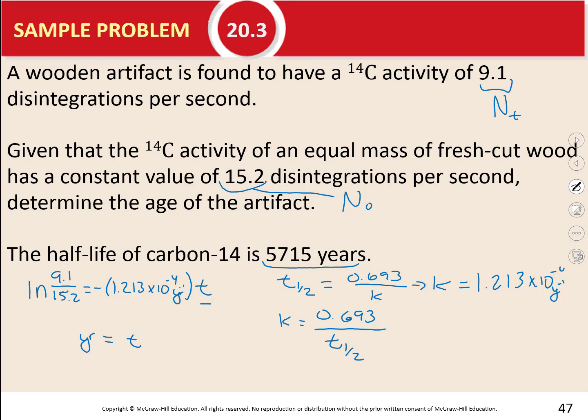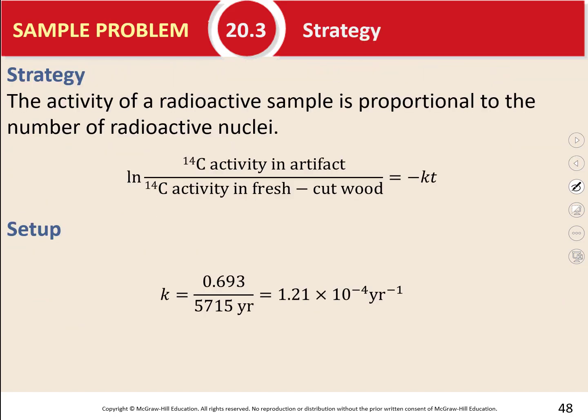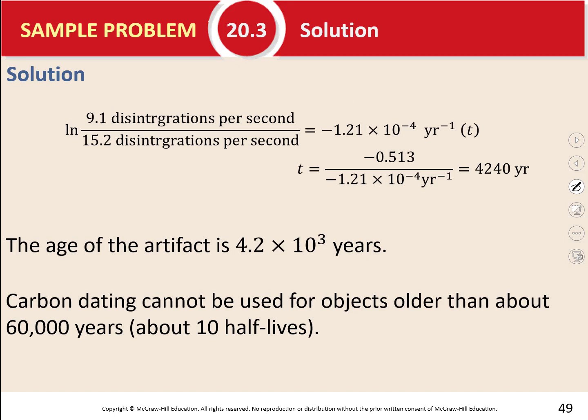So what do we get for t? t is how many years? Good. 4,230. We've only got two significant figures, so we're just going to do 4.2 times 10 to the third. And that is the age of our artifact.